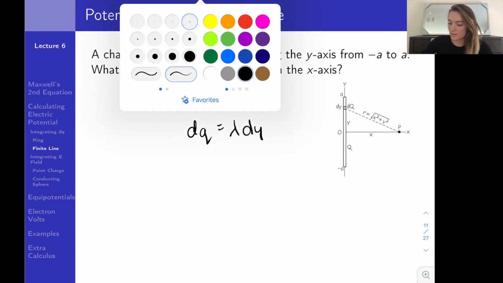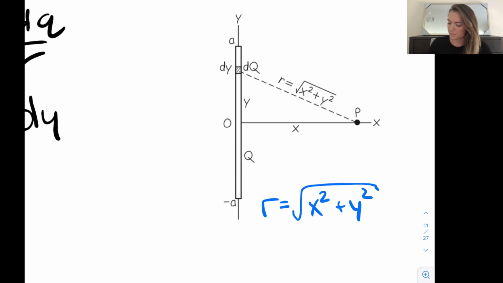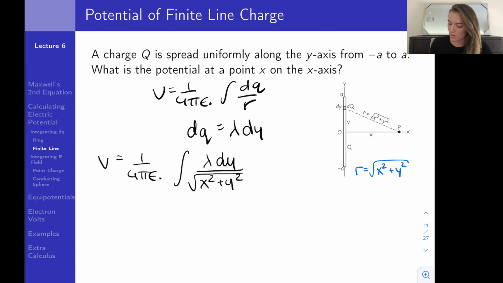And now let's figure out r. So again, r is kind of written for us here, so that's nice. So from each point, the distance is just the x distance down here, plus whatever coordinate of y we're at. So we just have r is the square root of x squared plus y squared. All right, so now let's plug those things into our integral. So we have the potential is 1 over 4 pi epsilon naught, dq we said was lambda dy, and r we can plug in as the square root of x squared plus y squared.